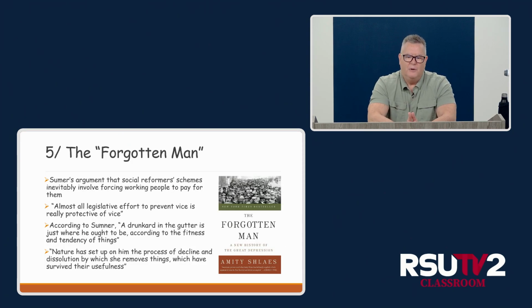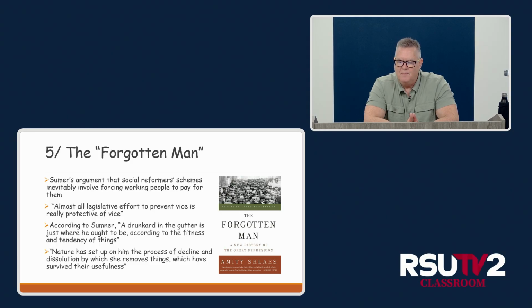So he describes, again, the person that is most harmed by social reformers, and that is that you're forcing working people to pay for them. Almost all legislative effort to prevent vice is really protective of vice. It's one of these paradoxes that if you read Plato enough, you see the kind of word games involved.